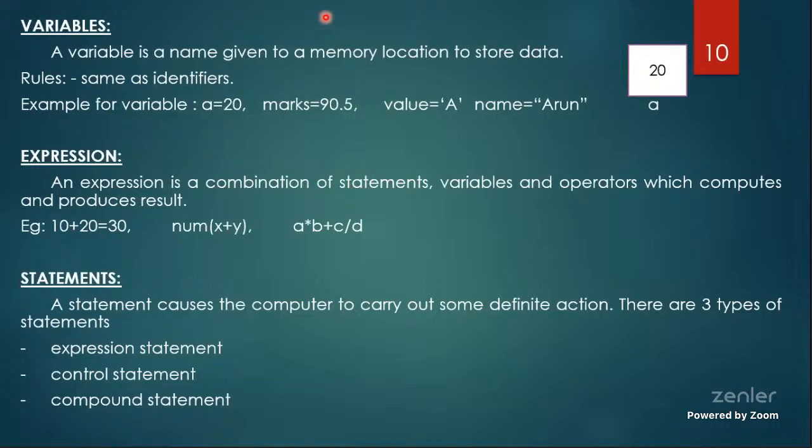Now the next one, statements. You know that whenever we write a program, it is nothing but statements. Which types of statements can we enter? The first one is the expression statement. Expression statement means, these are the examples, you can use statements in this format. That is a combination of variables and operators used as a statement. That comes under the expression statement.